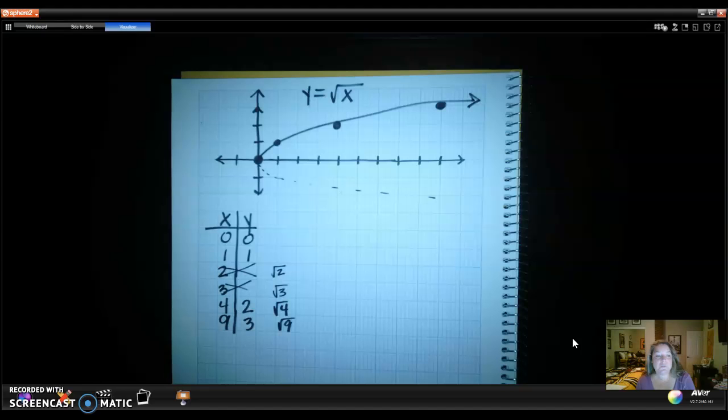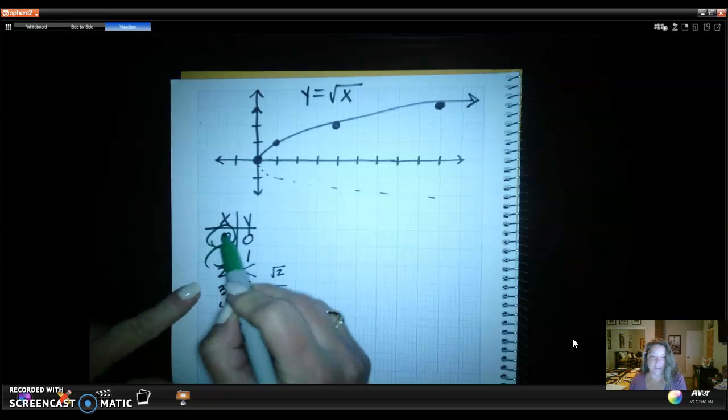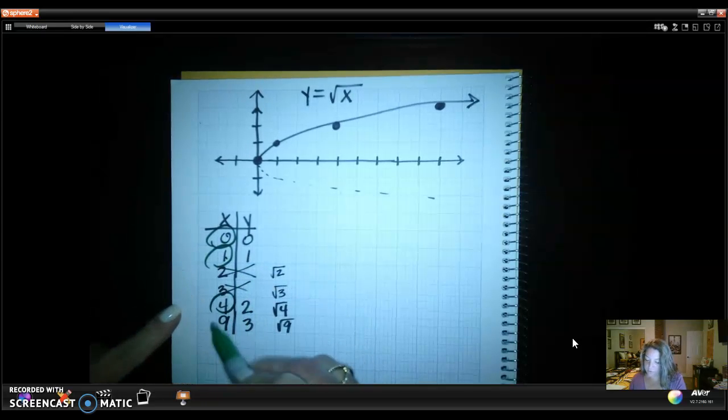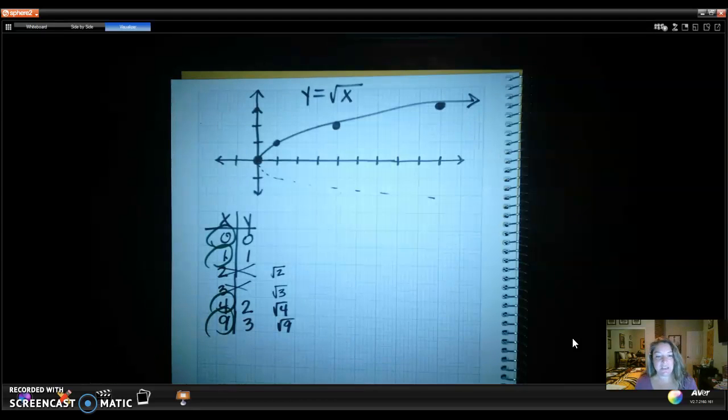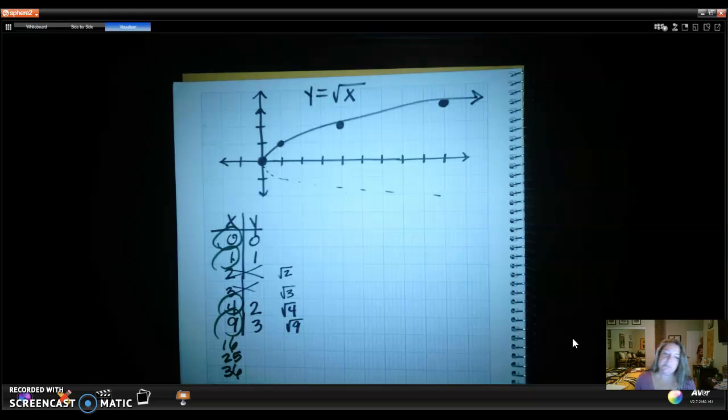So what we did and what you need to take note about is that when you are doing square roots, you want to use these magic x values, 0, 1, 4, 9. You could keep going and you could do 16, 25, 36, and so on and so forth, right? But we want to use, like I said, these pretty numbers, okay?